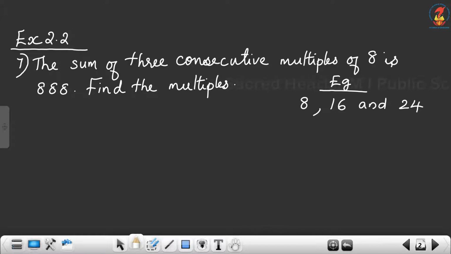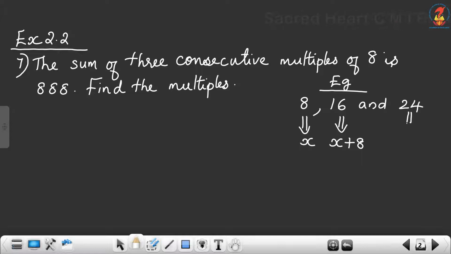Now, suppose we take the first multiple as x. That means out of the three consecutive multiples, the first one you can take as x. Then how will you take the second multiple? The second multiple is 8 more than the first multiple. Therefore, the second multiple in terms of the first multiple is x plus 8.